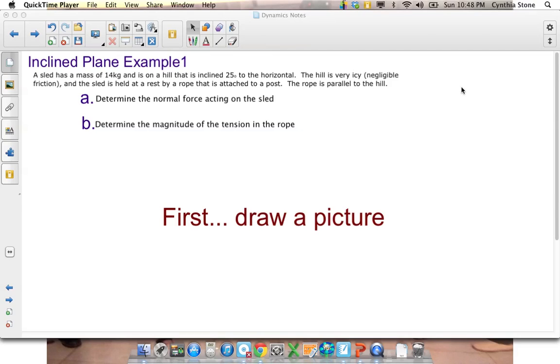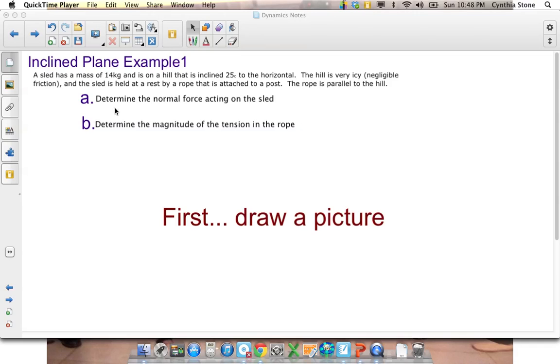University Prep Physics. Here is our first example related to an inclined plane. The most common example is always a sled on a hill. So you have a sleigh with this mass, on a hill inclined 25 degrees. The hill is icy, and we want the sleigh to not slide down the hill. The sled is held at rest by a rope, and the rope is parallel to the hill.